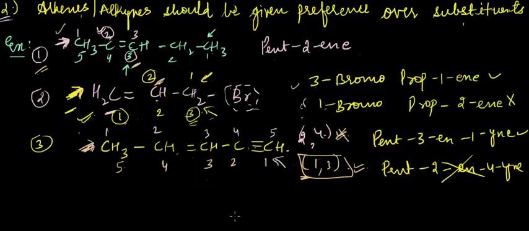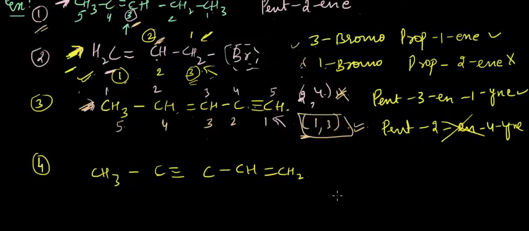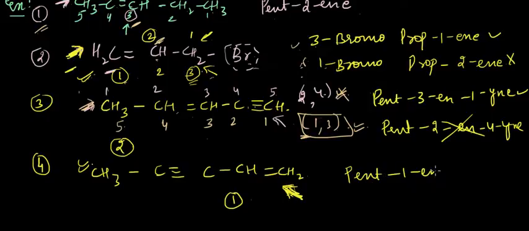Okay, let's look at the fourth example. Here we have something like this. Here again you should start the numbering from this carbon atom, because if you start numbering from the other carbon atom, the minimum position of the functional group, alkene or alkyne, would be at position number 2. But starting from here, you can find the alkene at position number 1 only. So you should start numbering from this carbon atom itself. Okay, so what would be the name of this compound? The name would be pent-1-en-3-yne.